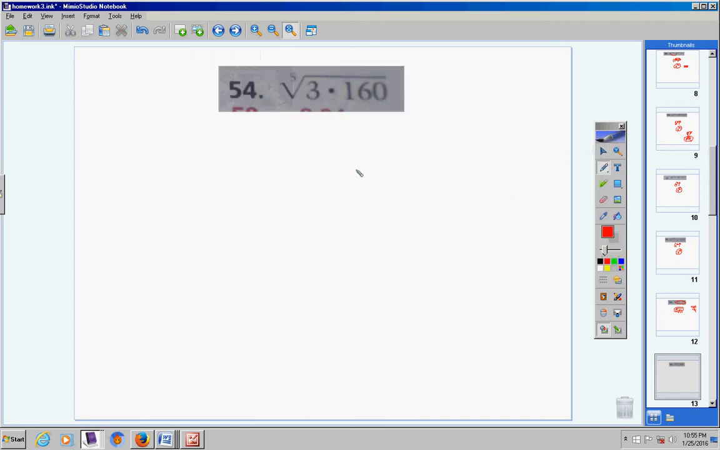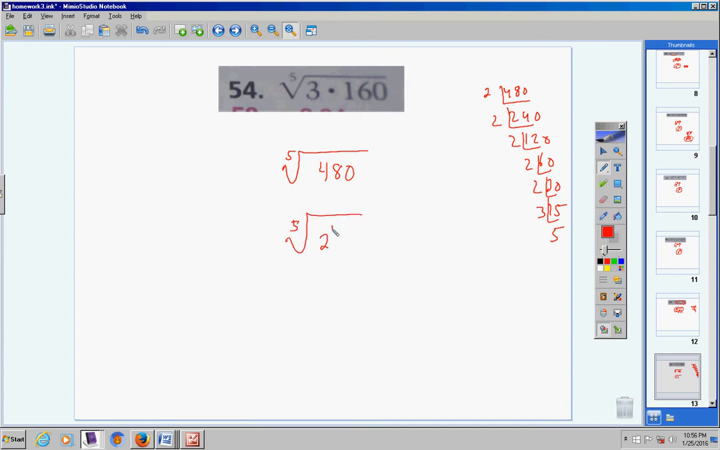The fifth root of 3 times 160 is the same thing as the fifth root of 480. Alright, so let's very quickly find the prime factors of 480. That would be 240, 120, 60, 30, 15, 3, and a 5. So how many 2's do we have? We have 6. No, we have 5 2's. So the fifth root of 2 to the 5th power times 3 times 5.